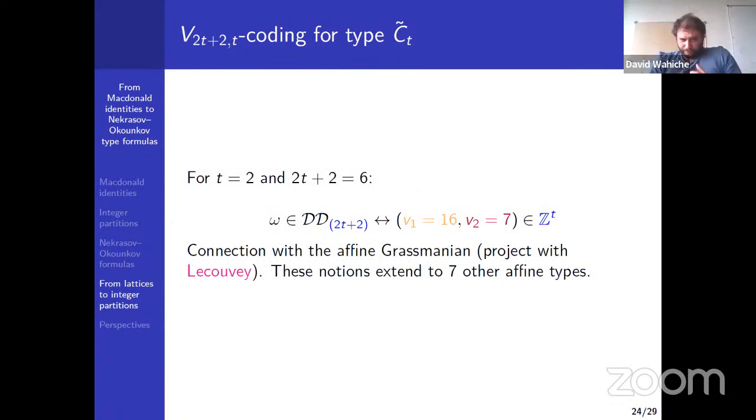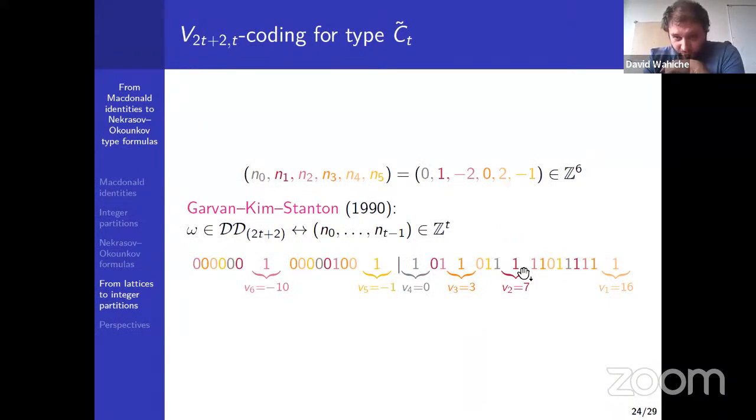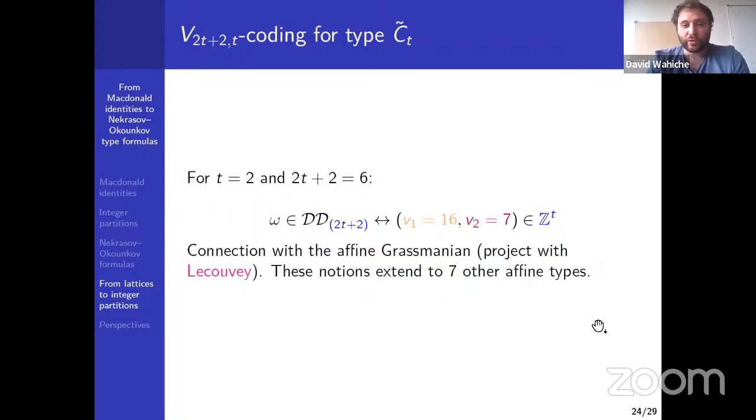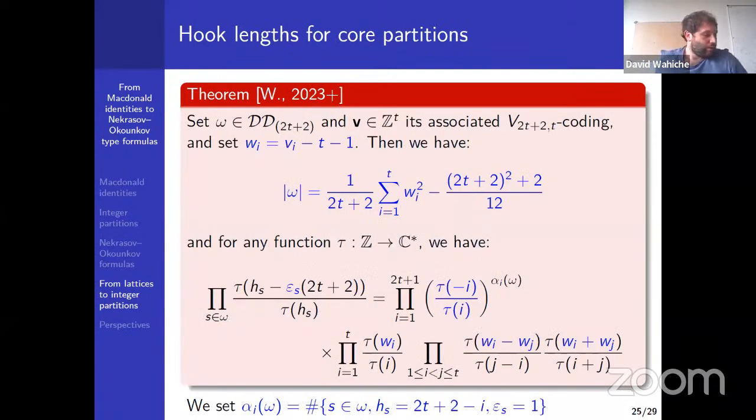And as you can see, given the properties of symmetry, those ones are always going to be fixed in this case. They correspond, remember, to the letter congruent to 0 mod 6, and those ones congruent to 3 mod 6. And those ones are explicitly given, by the fact that I'm using this vector to define this V coding by those elements. So you just need those 2 elements from the V2T plus 2T coding. Okay, so these notions actually extend to the 7 other affine types.